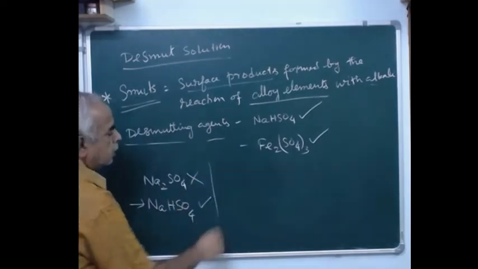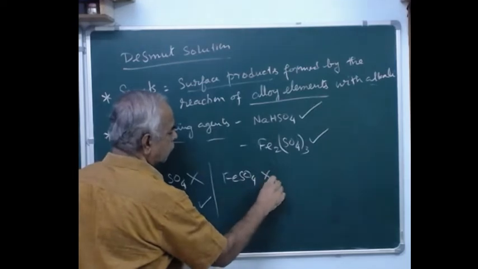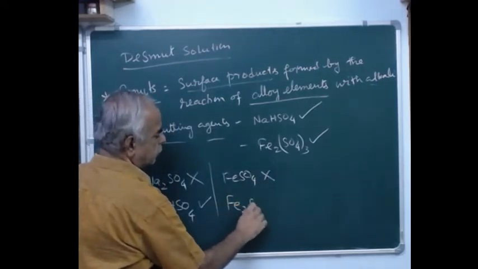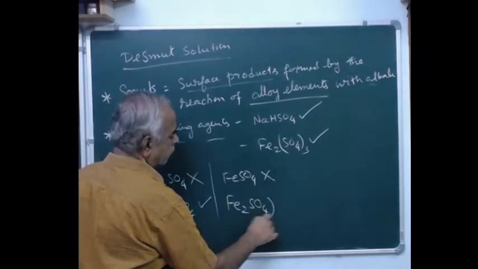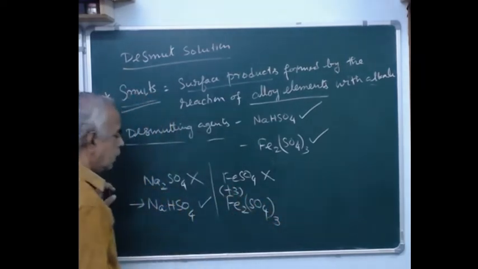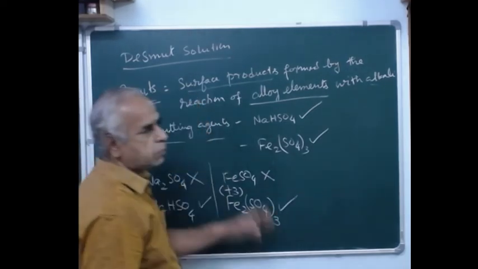And similarly, you have FeSO4, ferrous sulfate. So you should not use this one. You have to use ferric sulfate, that is Fe2(SO4)3. Okay. So in fact, it has a higher oxidation state. So we have to use this compound only as a desmutting agent.